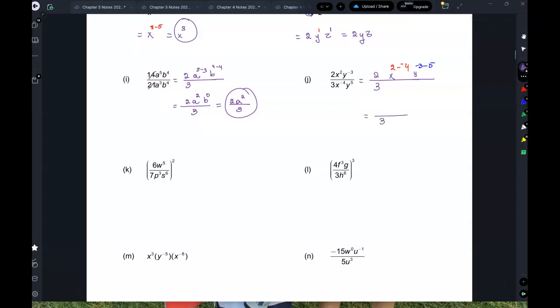Okay, so now let's take a look. In the denominator, I still have the 3. Here I have a 2. X to the 2 minus 4, 6. Y to the how much? Negative 8. Okay, now we have a problem because you can't have negative exponents, so it's got to go downstairs. It's got to change stories.